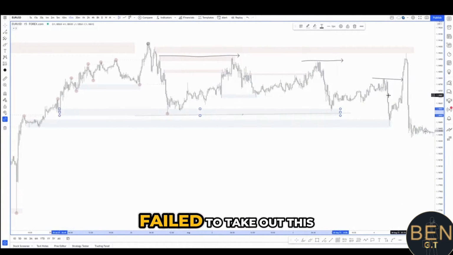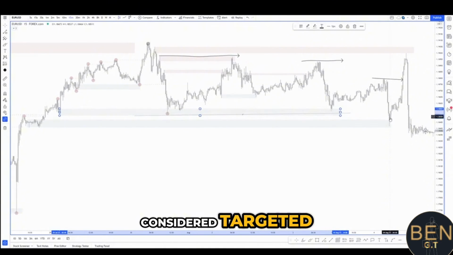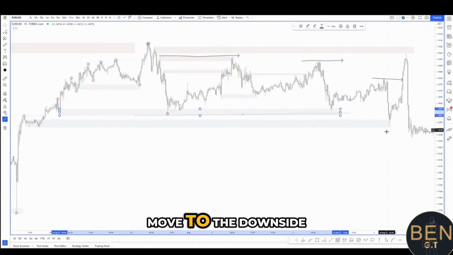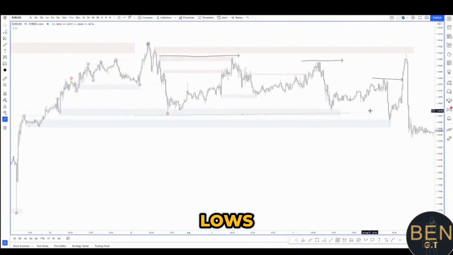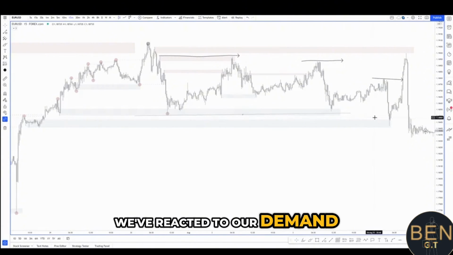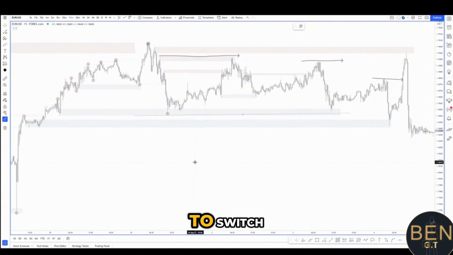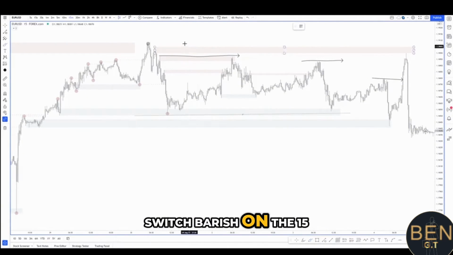We can see that price failed to take out this high, therefore this low would be considered targeted. What do we do? We move to the downside. We take the liquidity that rests below all of these equal lows. So we've taken a lot more internal range liquidity. We've reacted to our demand zone, and that's where we see that push to the upside. All the while though, we know that we're starting to switch bearish on the 15-minute.